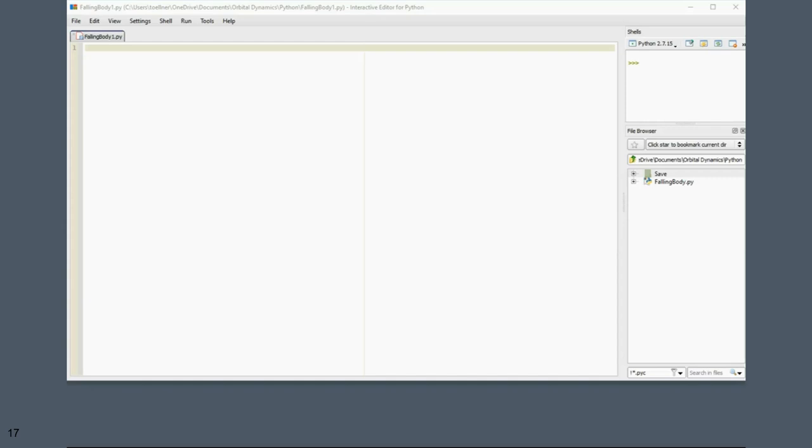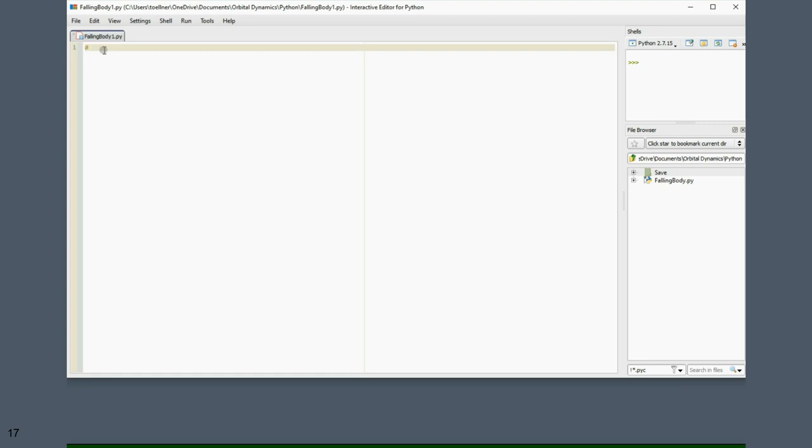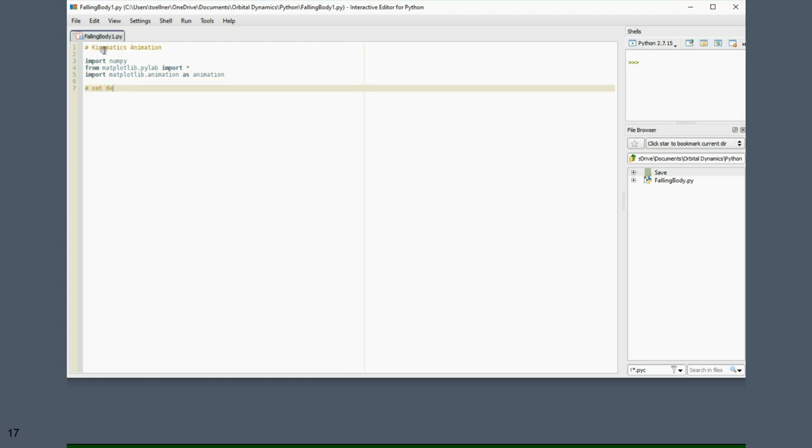So here I want to show you how to create a falling body animation with Python. I'm going to use the NumPy and Matplotlib libraries, so I'm going to import those. And I'm going to use an 8-point font for this. And this is how you set the default font size.